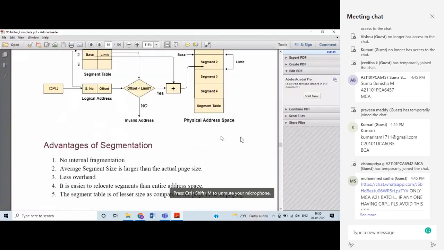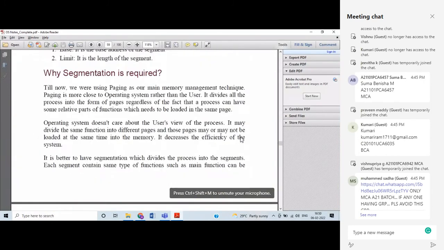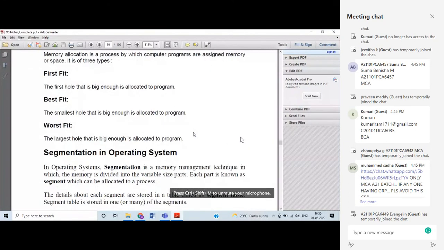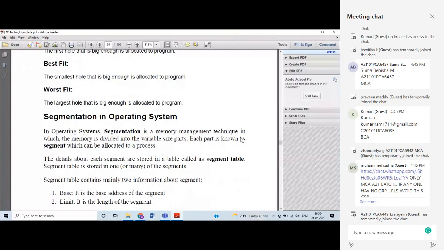And the segmentation. இதோட நம்ம இன்னைக்கு கிளாஸை முடிச்சுக்கலாம். So this is only a very small concept. ஏன்னா பேஜிங்கோடயே செக்மெண்டேஷன் சொன்னாதான் புரியும். Otherwise it is very difficult to understand the concept of segmentation.